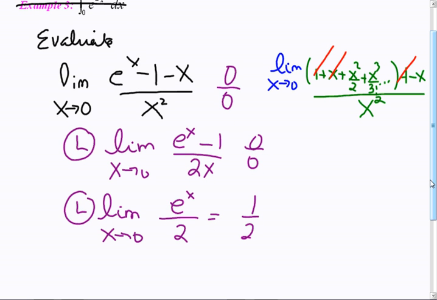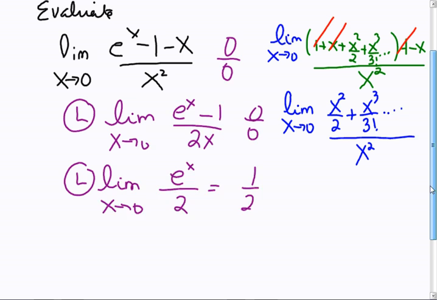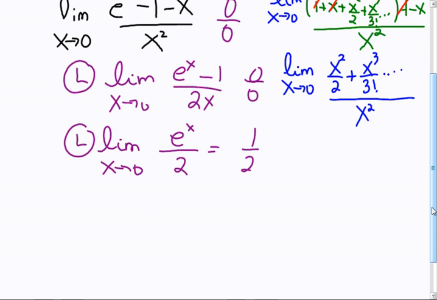Okay, so now I'm left with the limit as x goes to 0, but if you just take care and just do it slowly, you'll be fine. It's x squared over 2 plus x cubed over 3 factorial plus a whole bunch of terms with x's in it, and then it's divided by x squared. What happens when I divide it? When I go into x squared into this one, I'm left with what? 1/2.